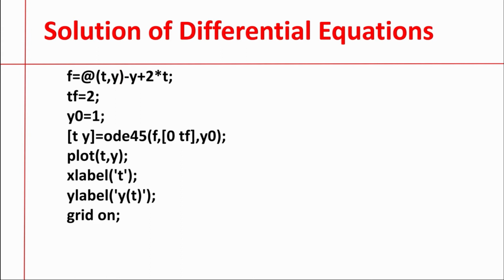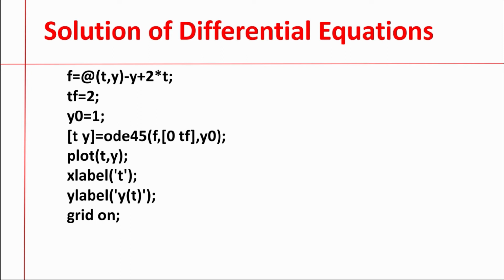This is another code. In this code you will type f is equal to @, inside the parenthesis t comma y, minus y plus 2*t, 2 multiplied by t, and tf is equal to 2, y0 is equal to 1. Inside the square brackets you will write [t,y] is equal to ode45. Remember that this is ode45, not quad45. And inside the parenthesis you will write f comma [0 tf], and 0 tf will be in the square brackets, comma y0, then plot(t,y), and xlabel, ylabel you will just type as well. You can check this code clearly.